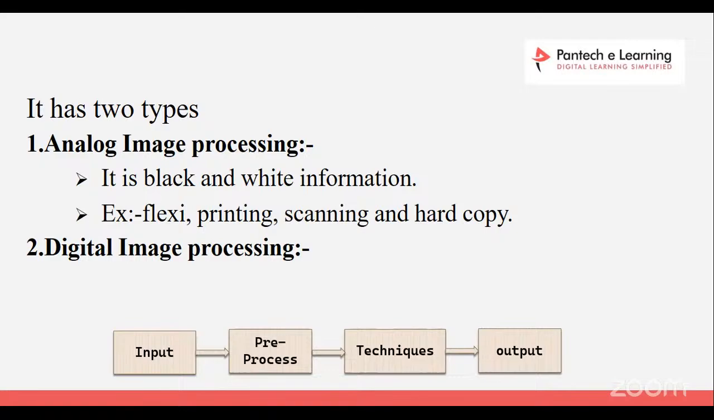Okay. In normal analog image processing, I need to give the input without modification, and they will show the output. But in digital image processing, if I give the input, they will apply the pre-processing method and techniques. Which techniques? Digital image processing techniques. Finally, they will show the output. This is the main thing for image processing. We have two types: one is analog image processing, another is digital image processing. Now we will discuss only the digital image processing method.